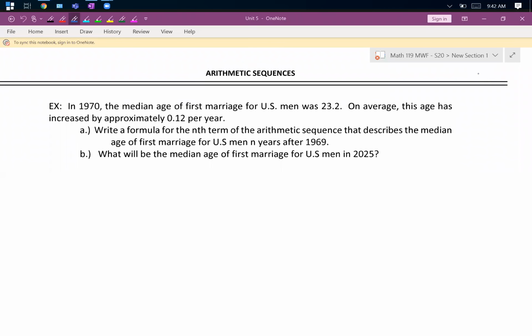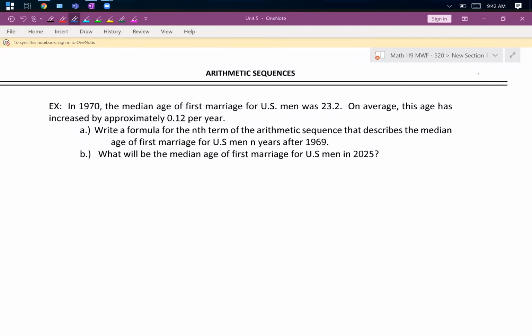All right, so we're going to do an application of a partial sum of an arithmetic sequence. In 1970, the median age of first marriages for U.S. men was 23.2. On average, this age has increased by approximately 12 hundredths per year. We want to write a formula for the nth term of the arithmetic sequence that describes the median age of first marriage for U.S. men n years after 1969.